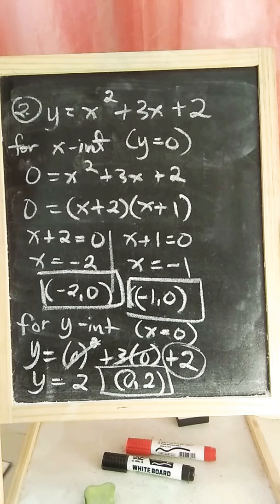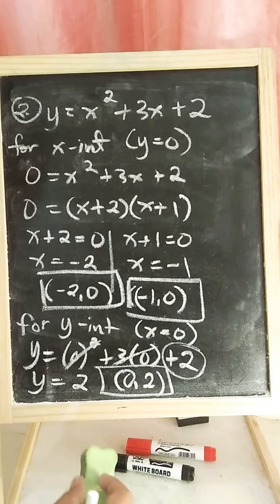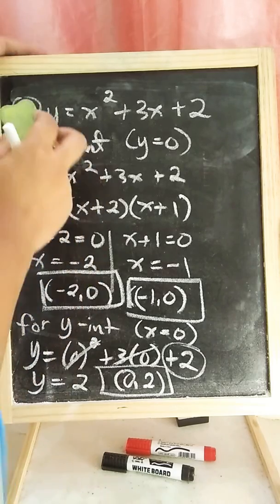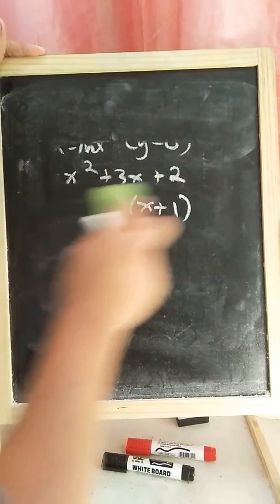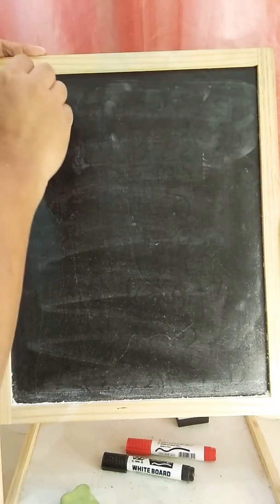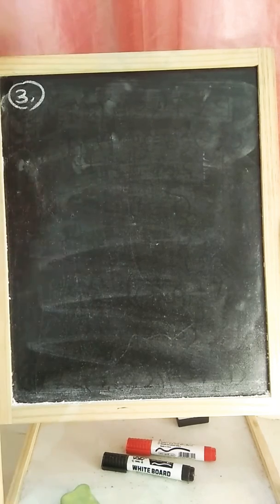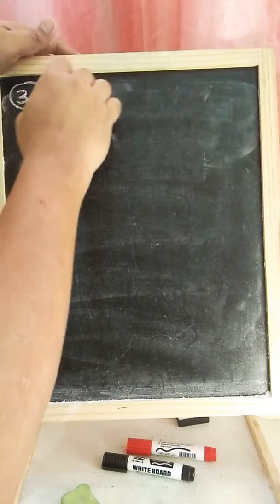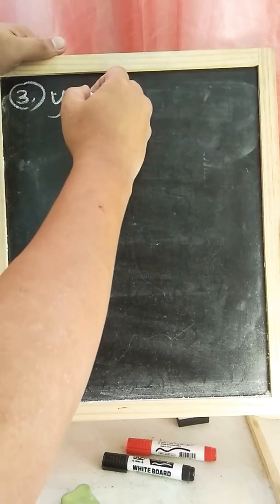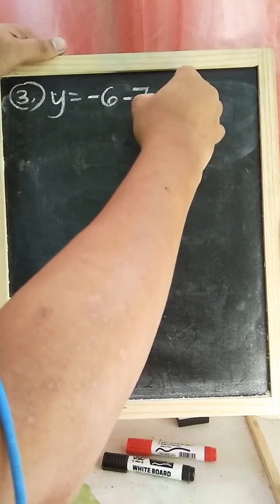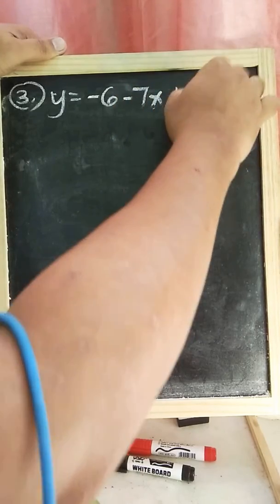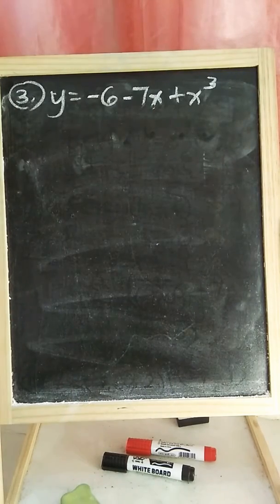Okay? Next. Now, let's have now this example. This will be the last example that I will be giving you. Let's have number 3 here. Now, for number 3, let's have now this particular function. y is equal to negative 6 minus 7x plus x cubed.